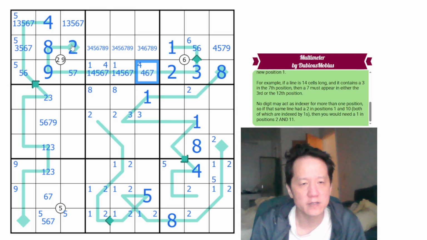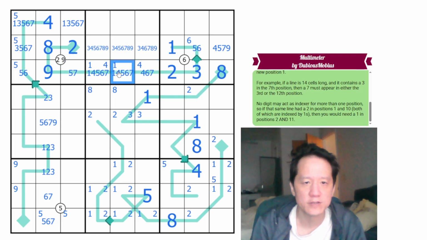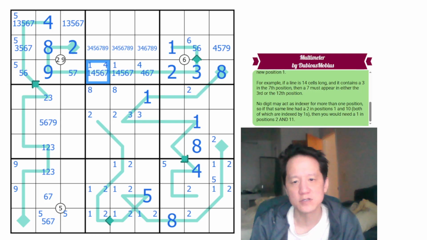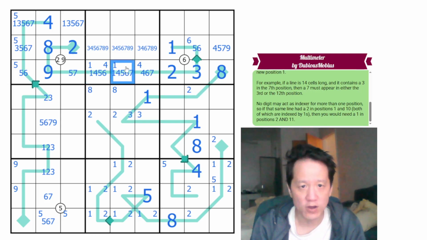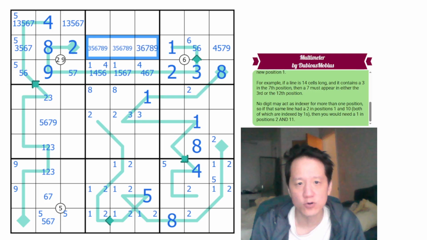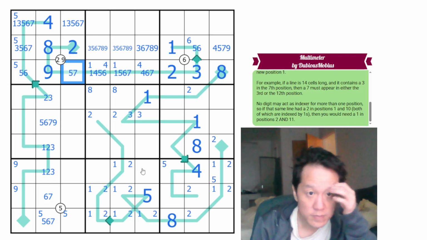This is saying that a 7 is in 1, 2, 3, 4, 5, 6, 7. Right, a 7 is in the 4th, the 6th, or the 7th position. So this can't be 7 here. This can't be 4. These can't be 4 because one of these 2 has to be a 4 because of 5, 7.